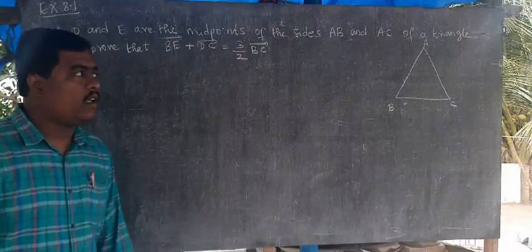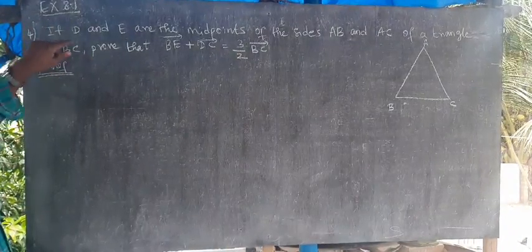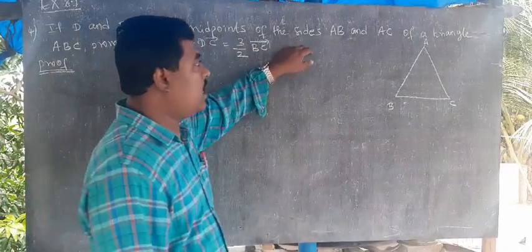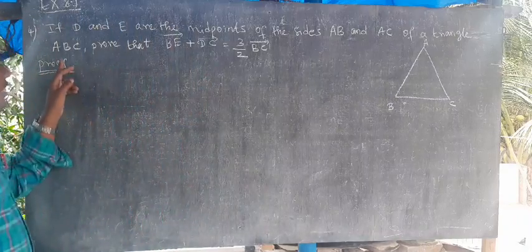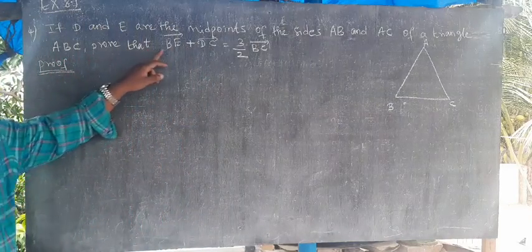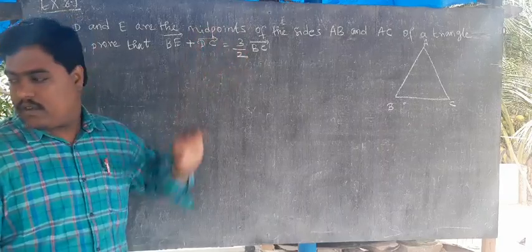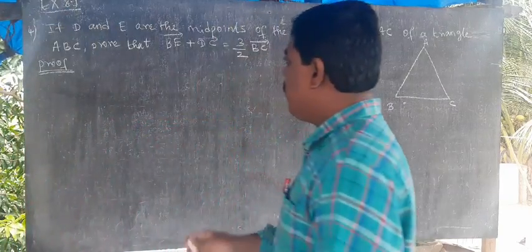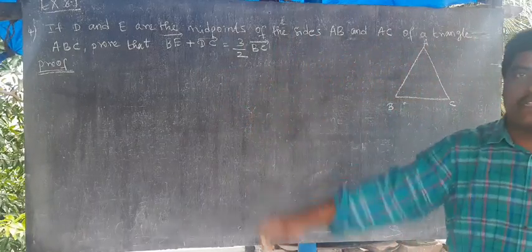Good morning, students. Exercise 8.1, sum number 4. If D and E are the midpoints of the sides AB and AC of a triangle ABC, prove that BE vector plus DC vector equals 3 by 2 BC vector. Right? So, one triangle, AB and AC of a triangle ABC.